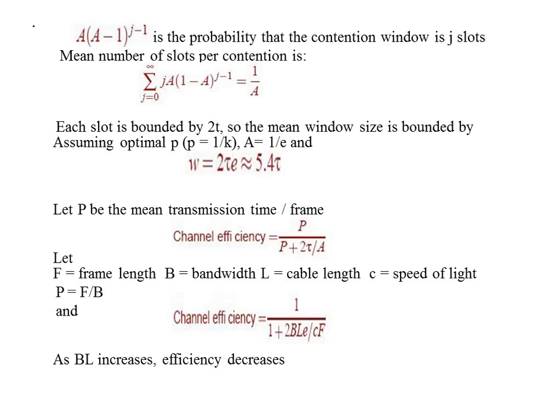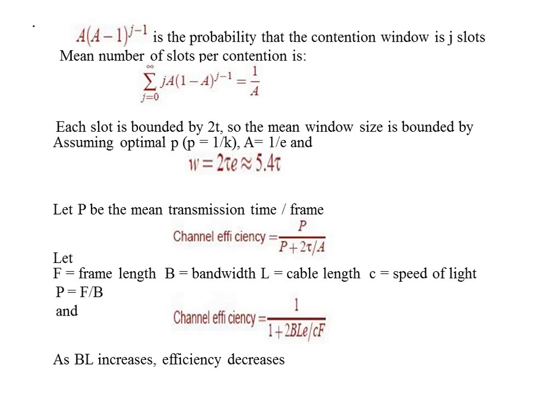Each slot is bounded by time 2 tau, so they have come up with a window size W. That window size is given by W is equal to 2 into tau into E, that is nearly equal to 5.4 tau. So the performance, that is the channel efficiency, they have calculated with P, that is the transmission time per frame. So channel efficiency is equal to P divided by P plus 2 tau divided by A.